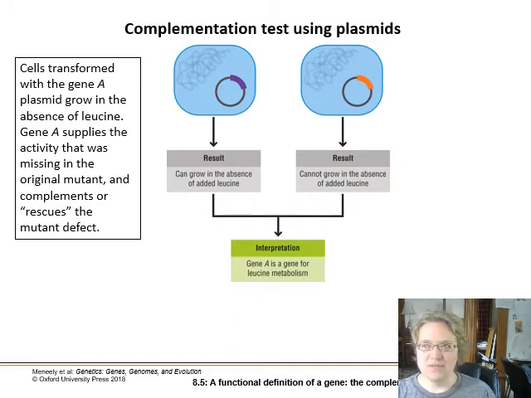So instead of knocking out genes, this is also called a knock-in approach, where you add a gene and see if the phenotype changes.